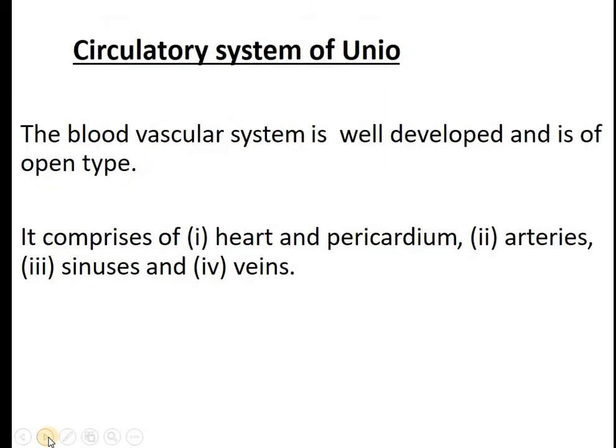Now, the blood vascular system in the case of the Unio is well developed and is open type. It comprises the heart and pericardium, arteries, sinuses and veins. In this class, we discuss the heart, pericardium, arteries and sinuses. In the next session, we discuss the veins and the course of the flow of the blood, particularly in the case of the Unio.